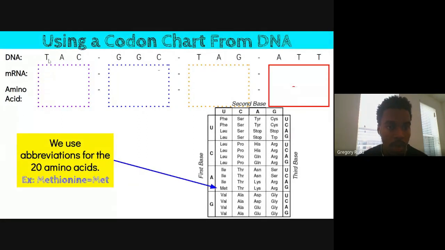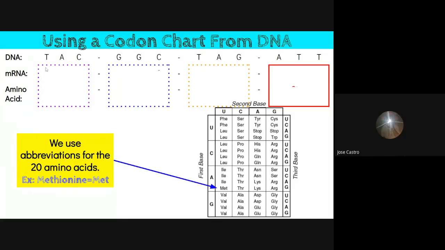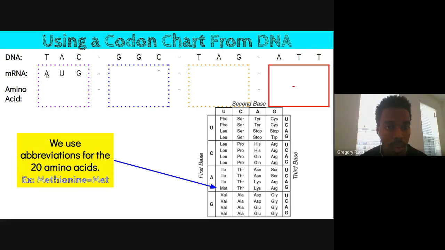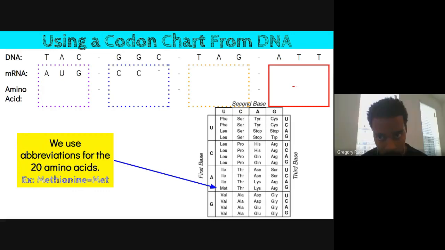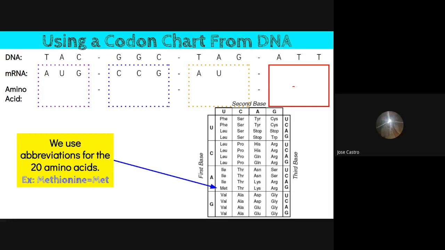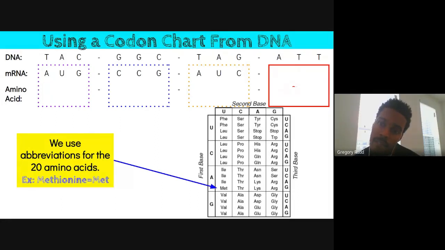So transcribe T, what does it become? A. A? U-G. AUG. So there's my codon right there, AUG. Let's keep going though. What does G transcribe to? C. C, C. C, G. G. Then what? A-U-C. Then what? U-A-A. Excellent. All right. So now we've got our codons: AUG, CCG, AUC, and UAA.